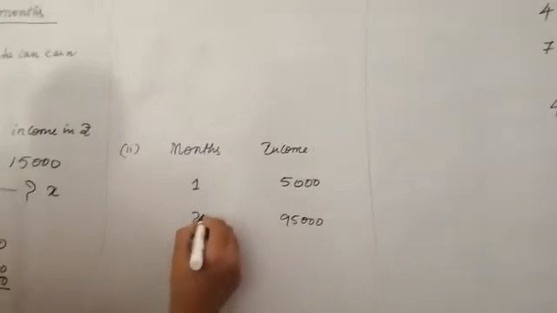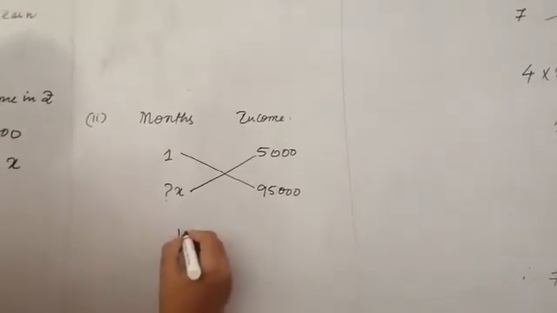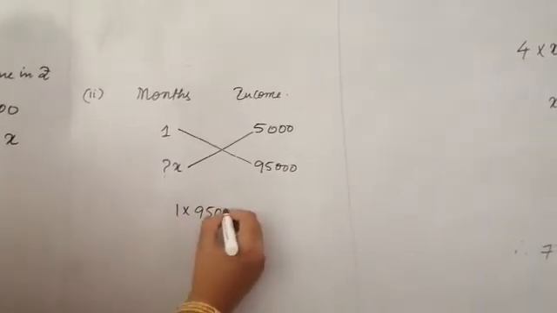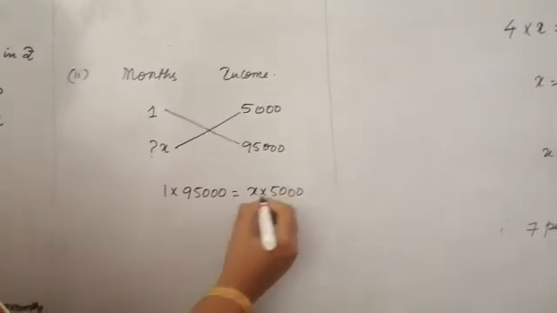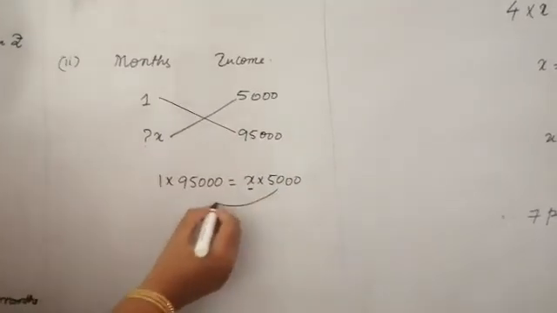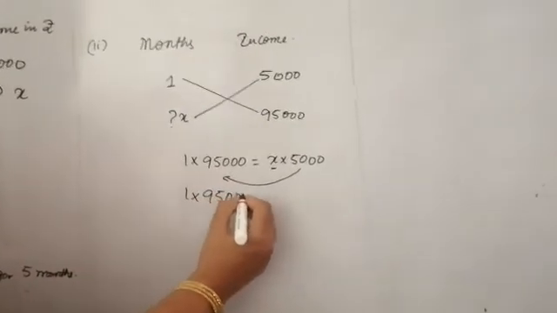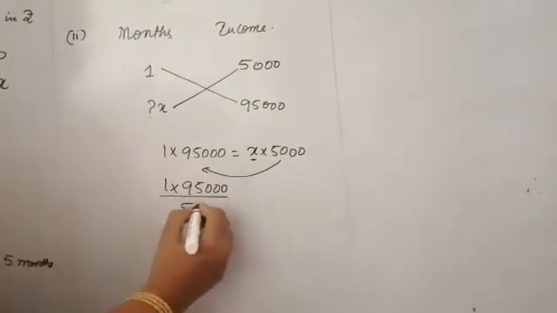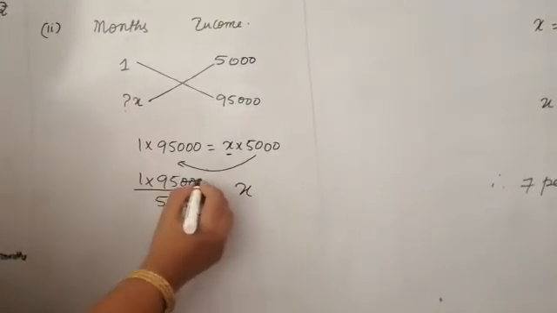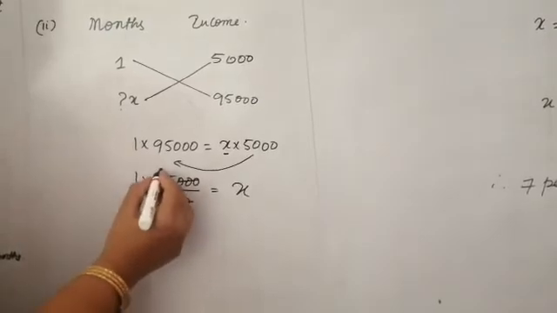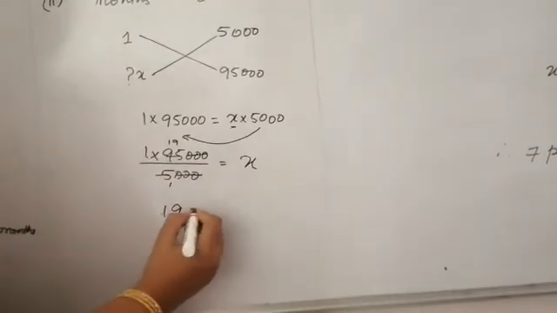So if you don't know, you imagine it as x. This into this, this into this. 1 into 95,000 is equal to x into 5,000. We need to find the value of x. So send this to that side. Again into will go to that side, LHS to RHS or RHS to LHS. It divides 5,000 is equal to x. Cancel the zeros. 5 ones are 5, 5 nines are 45. So 19 is equal to x.